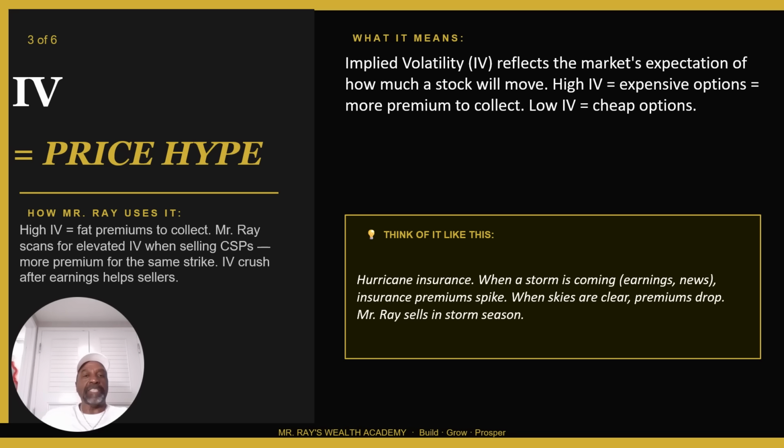So IV is expressed in a percentage. So let's say a stock is 100 and the IV is 30, that means we expect it to move $30 over the year or $8.65 over 30 days. Okay. You've heard of IV crush, right? Right after earnings, the IV drops sharply and the stock barely moves. Buyers get crushed and sellers win.